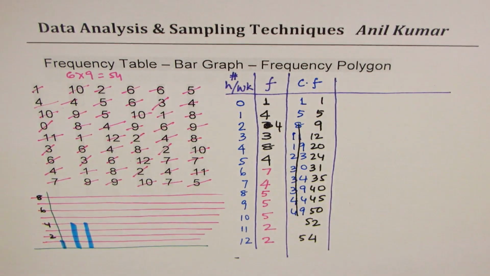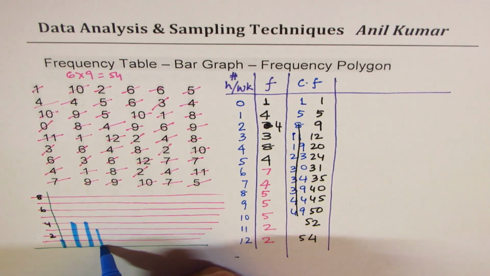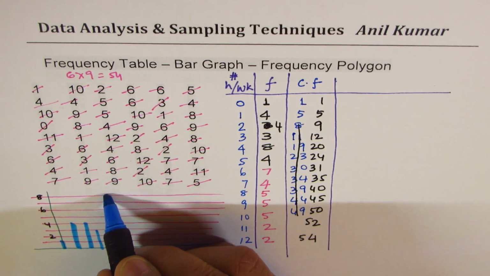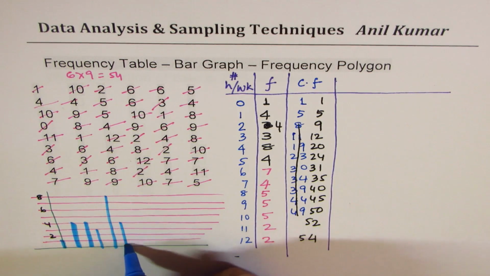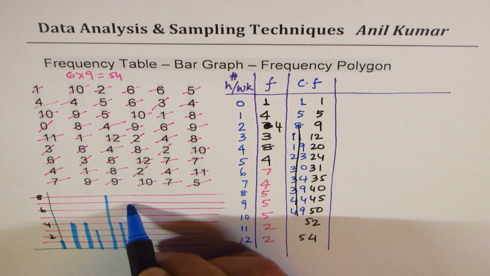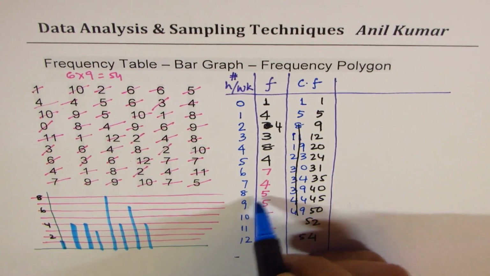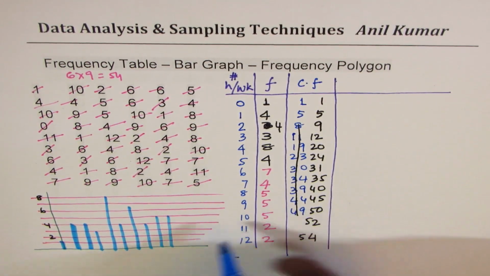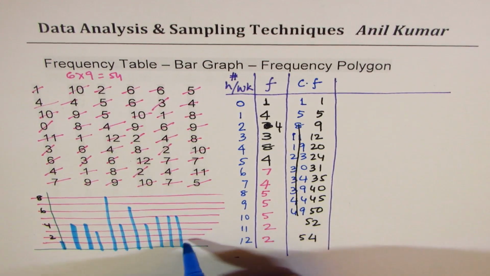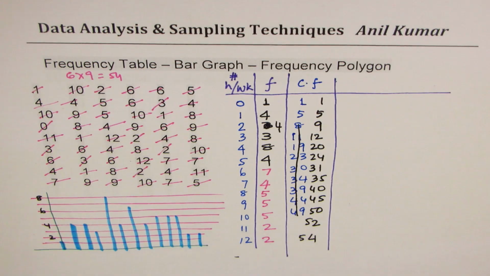Try to do it on a graph paper equally spaced. At 3 it is 3. At 4 it is 8, so we get a maximum here. At 5 it is 4. At 6 it is 7. At 7 it is again 4. At 8 it is 5. At 9 it is 5 again. At 10, 5 again. At 11 it is 2, which is here, and at 12 it is again 2. Perfect, so we get our bar graph.